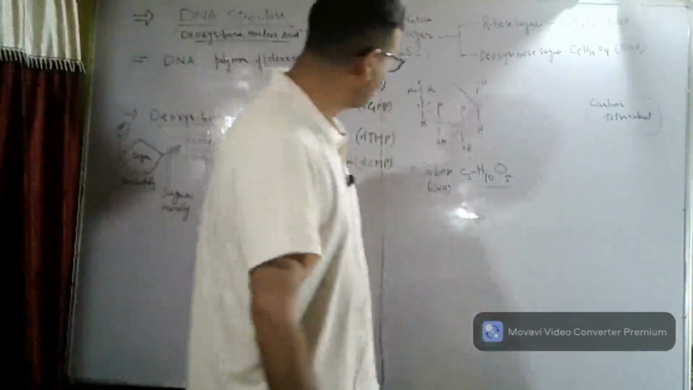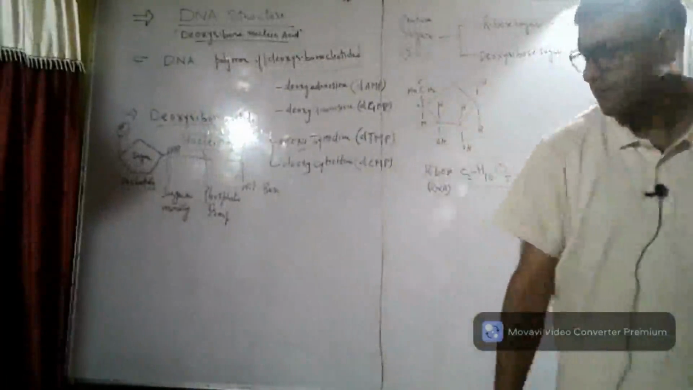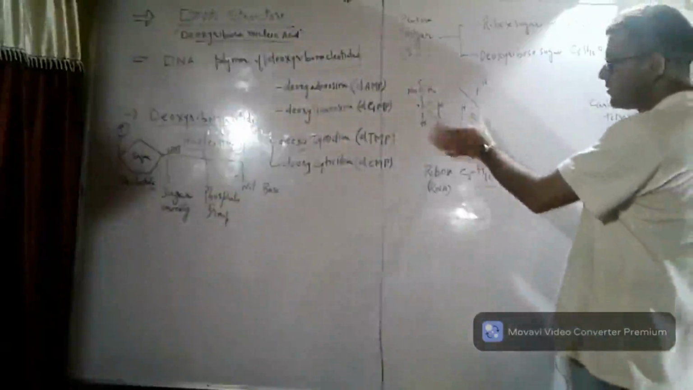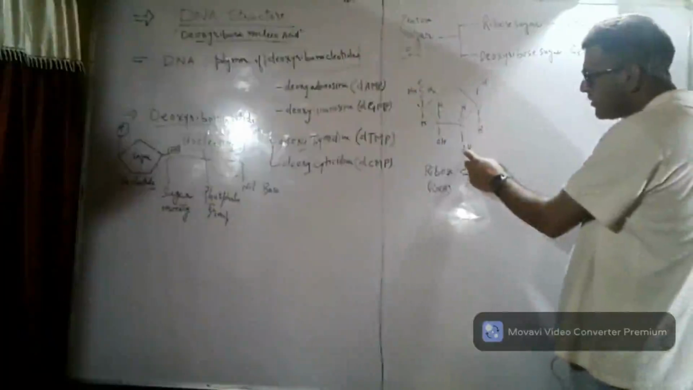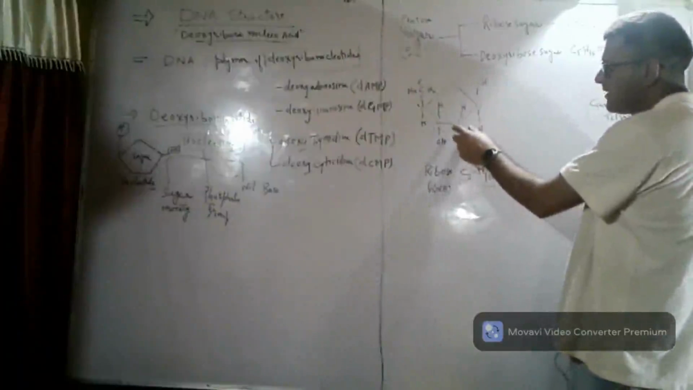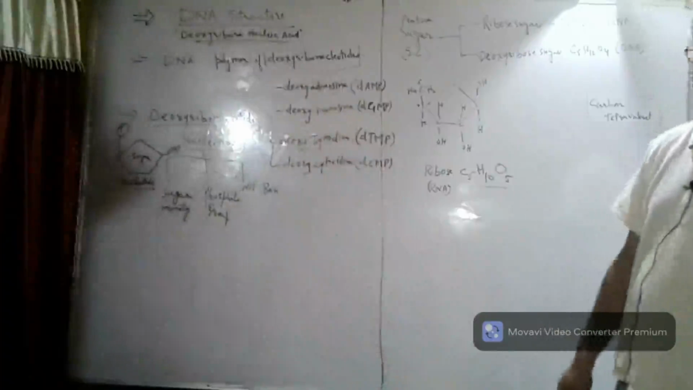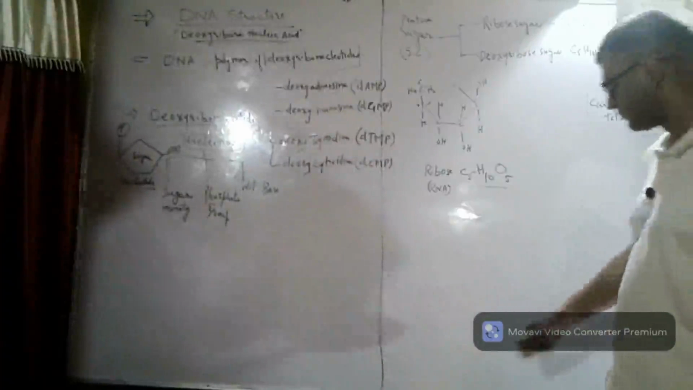Now we'll make a deoxyribose sugar. In the case of deoxyribose sugar, the structure is by and large the same, but one oxygen at the second carbon of the sugar has been removed.